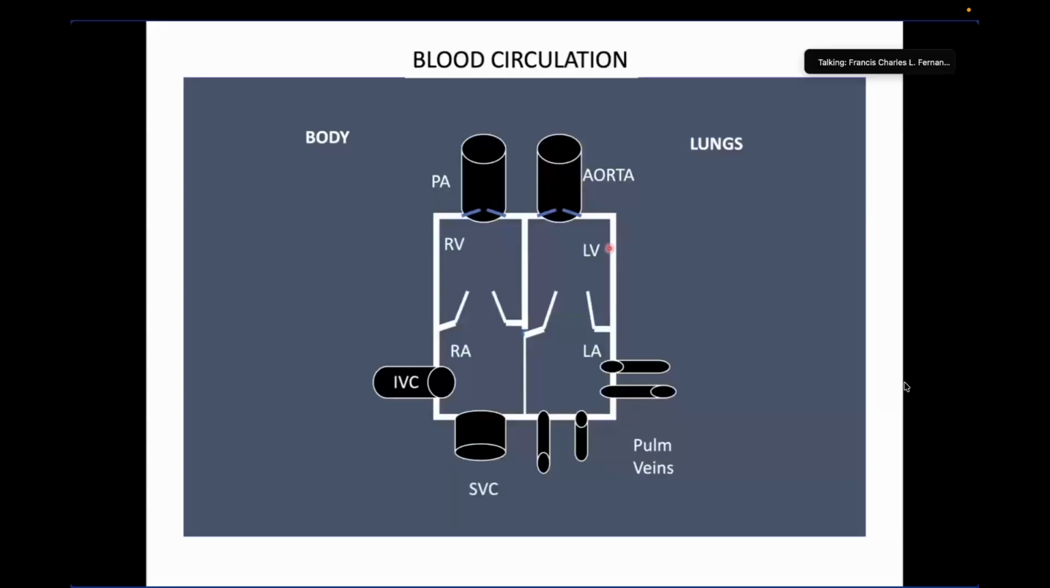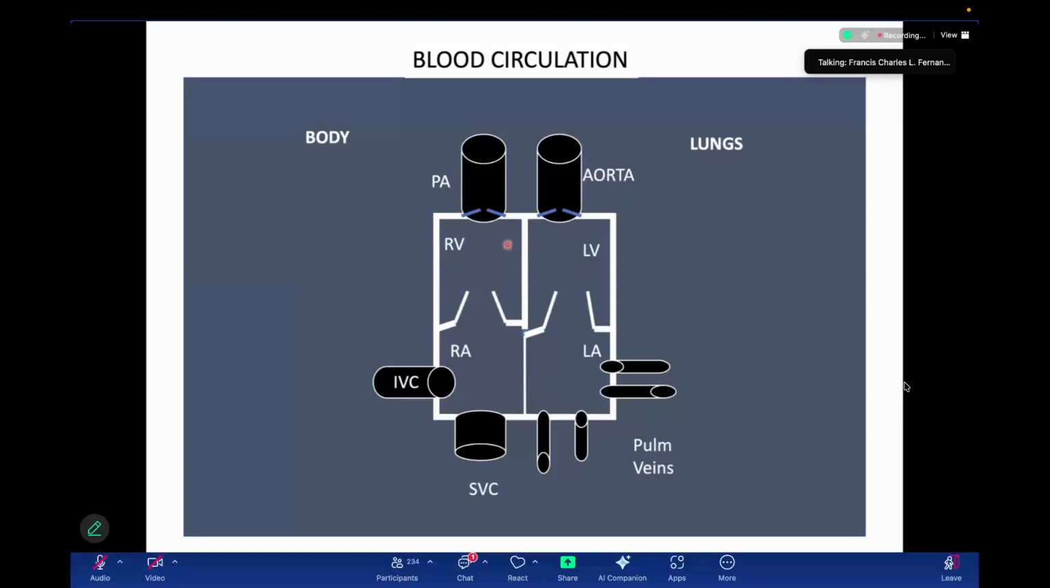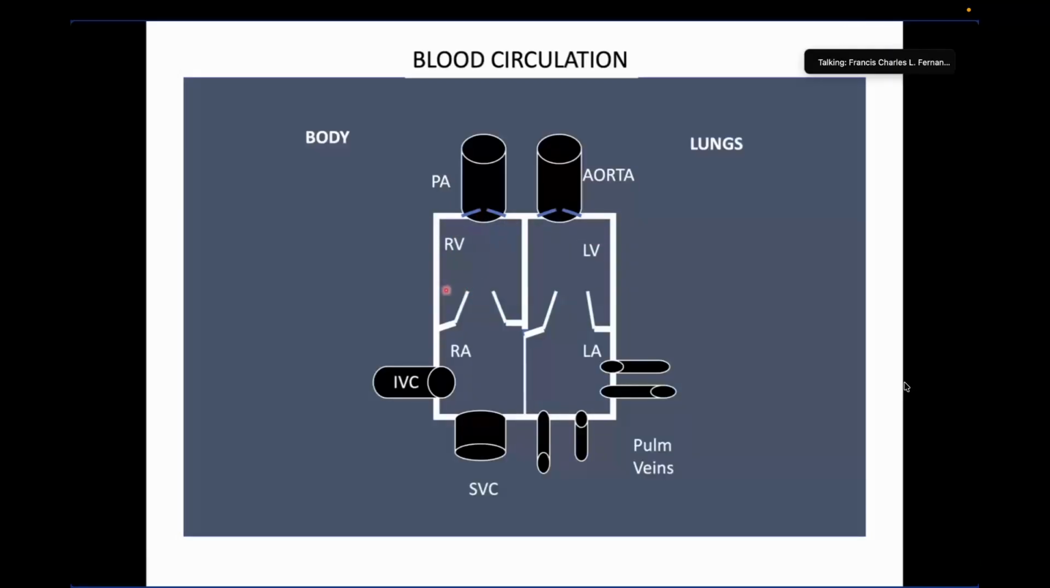Now, what's crucial here is if you have shunts going on in any of the chambers or any of the vessels, they can impose pressure and volume overload on the right ventricle. Compared to the left ventricle, the RV is thinner. So it can give way to what we call isomerization. We don't want that.